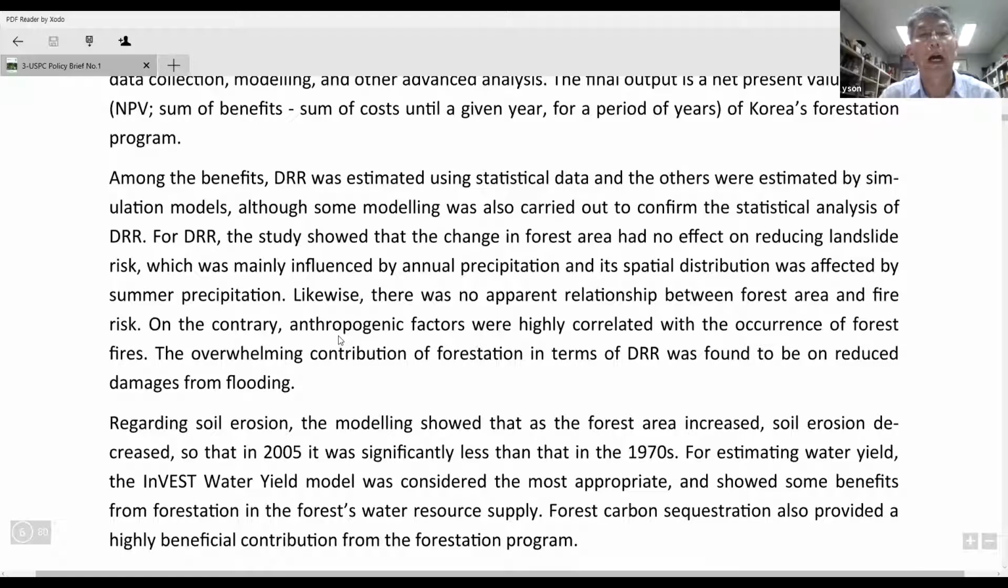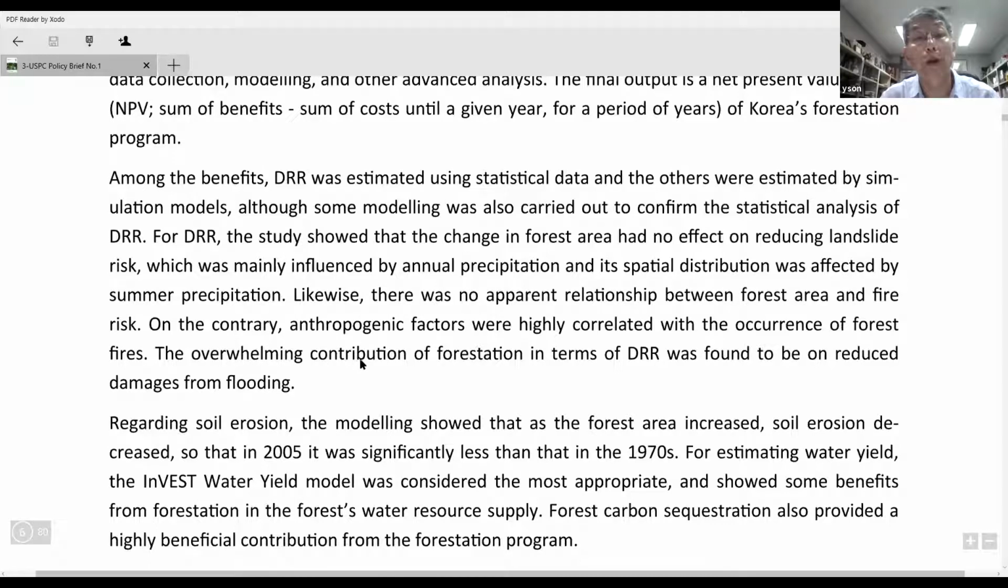However, anthropogenic factors were highly correlated with the occurrence of forest fires. Maybe it's the same in Tajikistan. Forest fires are occurring by humans. So anthropogenic factors are more important than natural factors like forest area.